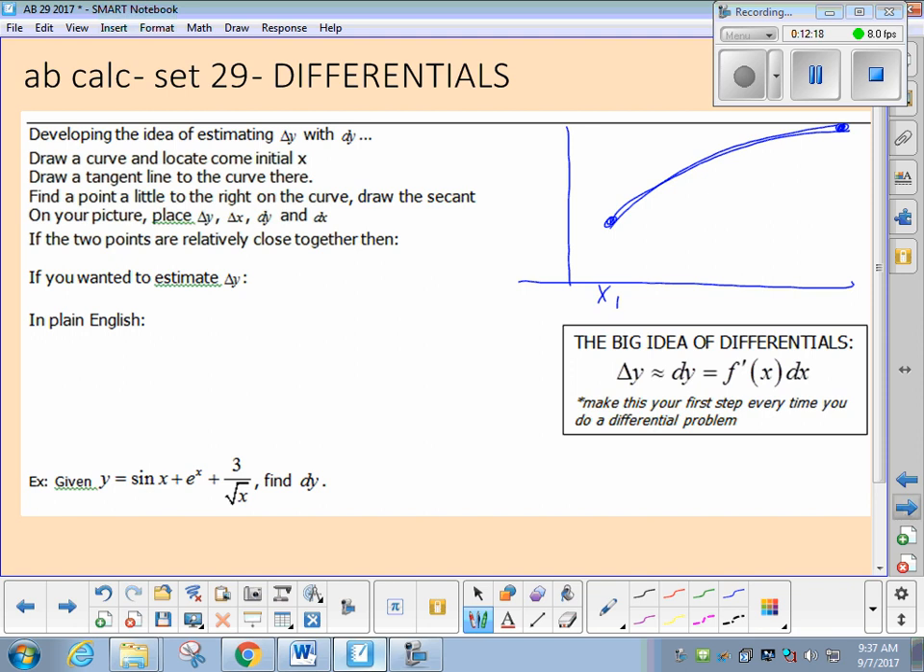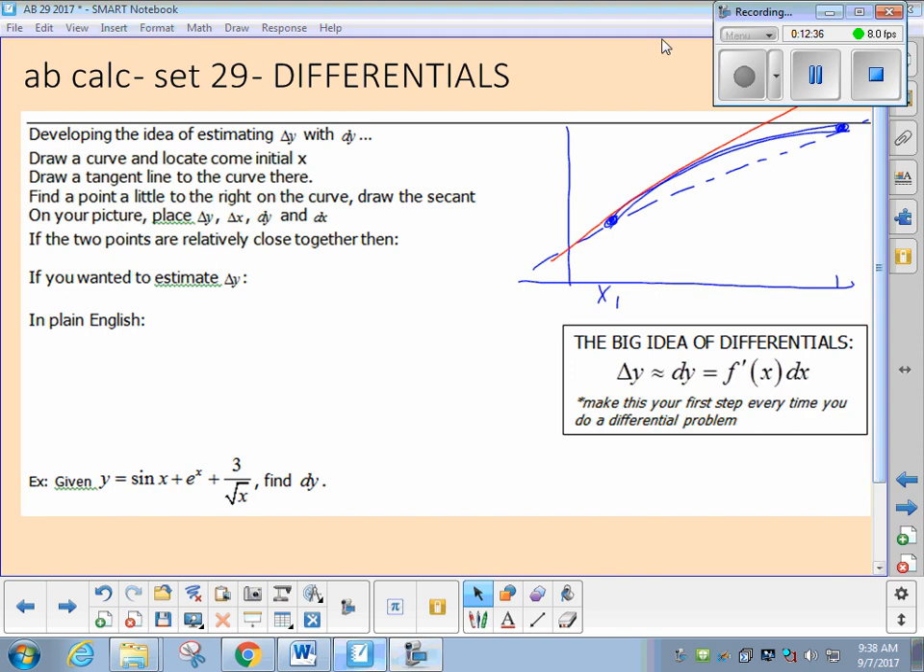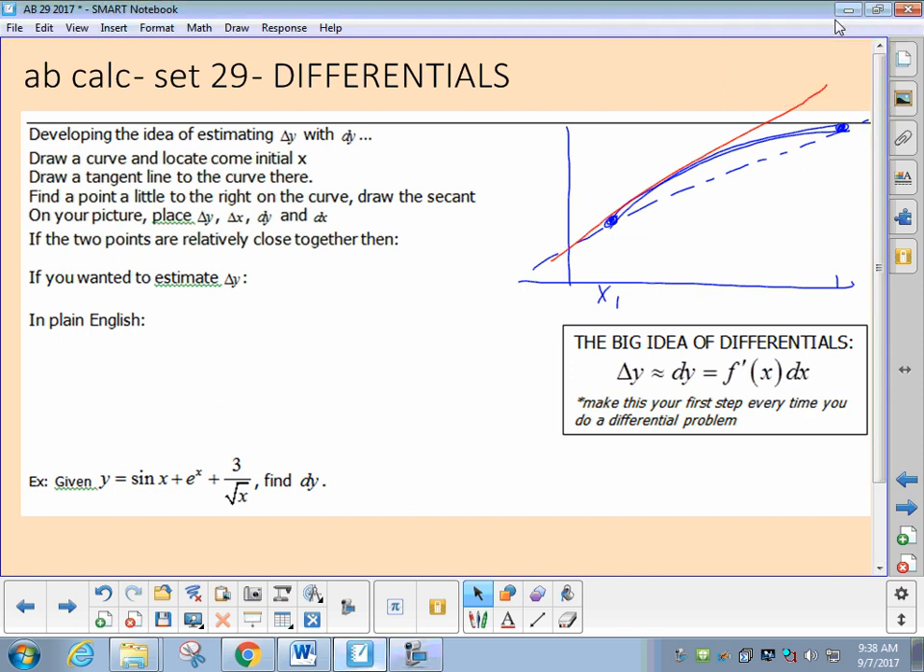Okay, I want to compare the secant slope between that point and one close by, and the tangent slope at that point. Over here. Okay. Are you about there picture-wise?